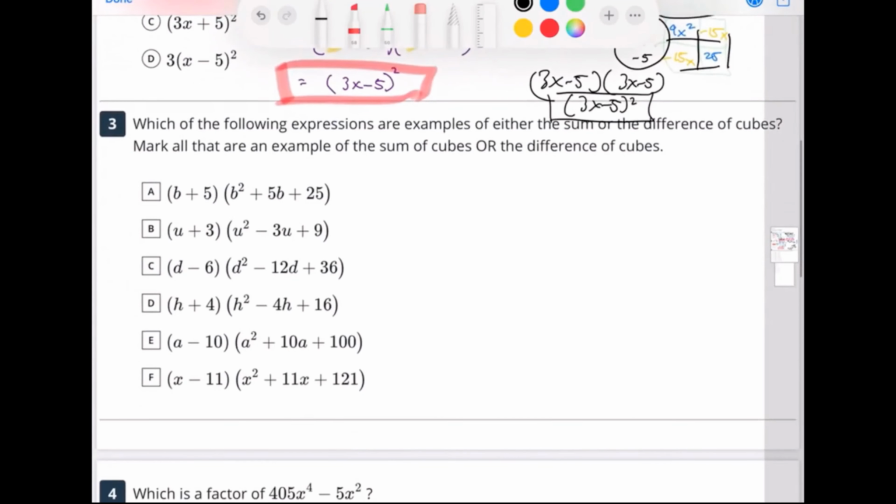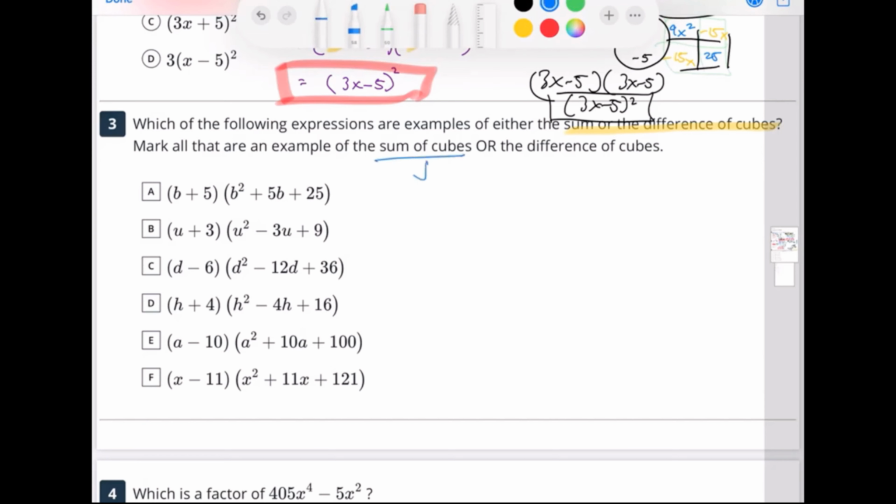Question number 3. Which of the following expressions are examples of either the sum and difference of cubes? Mark all that are an example of the sum of cubes or the difference of cubes. Okay, so it's kind of like multiple choice. A couple things that you need to remember. You could just write out the formula. I'll write them out really quickly for you.